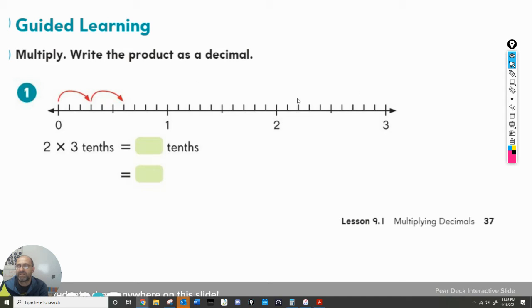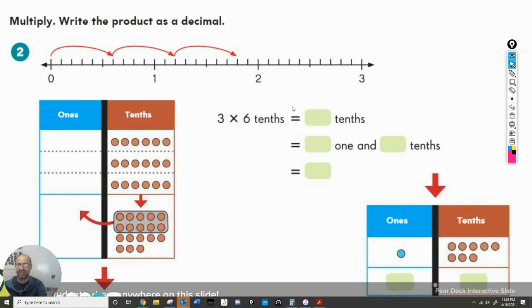Okay, multiply, write the product as a decimal. They're suggesting that you use the number line. Pause me. I'm going to restart in 3, 2, 1. All right, 2 times 3/10, 2 times 3 oranges, 2 times 3 pizzas is 6/10, or 0 and 6/10. Not so bad, right?